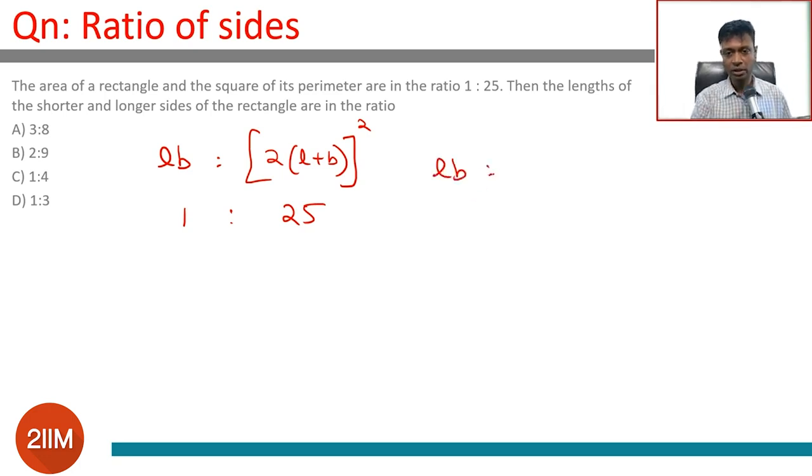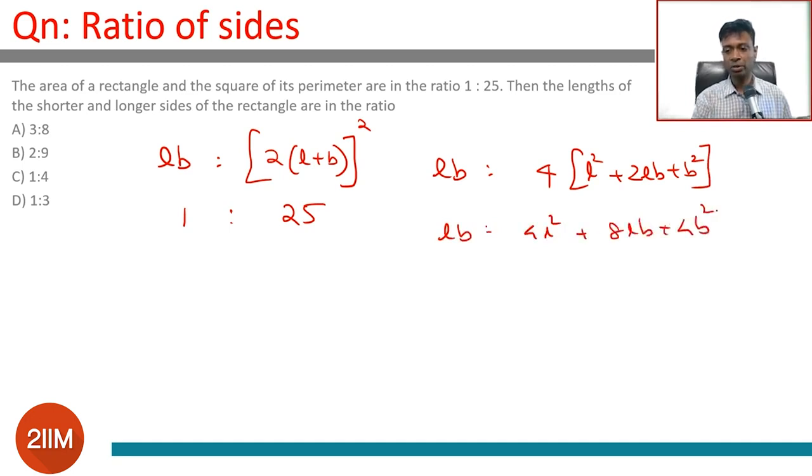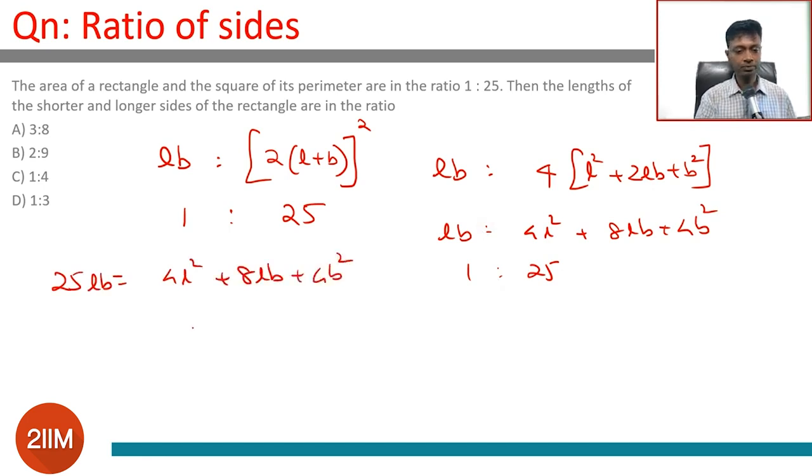And so L into B is to 4 times L square plus 2LB plus B square, is 1:25, or LB is to 4L square plus 8LB plus 4B square is 1:25, or 25LB equals 4L square plus 8LB plus 4B square. 4L square minus 17LB plus 4B square is 0. 17 can be split as 16 and 1. We're going to get a ratio 1:4.